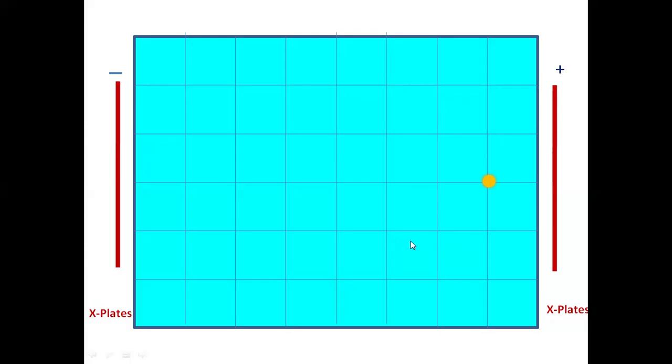Right and left plates are X plates. In the same way, we can do the reverse. We can connect the negative terminal to the right side plate and the positive terminal to the left side plate. So what will happen? The spot will appear on the left side of the screen.